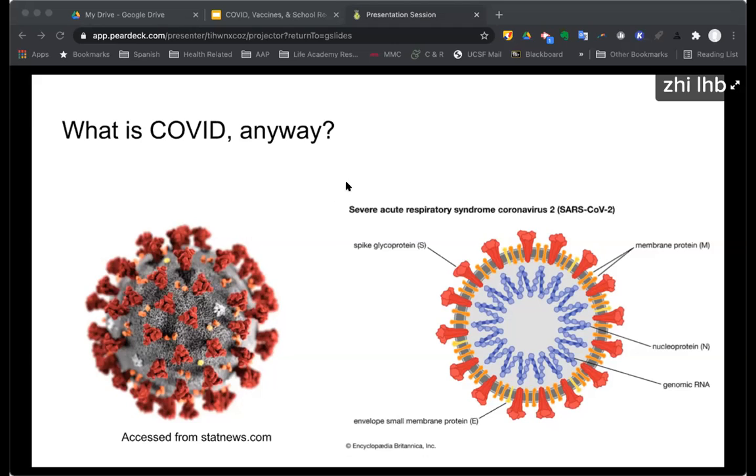The virus itself is called SARS. That stands for Severe Acute Respiratory Distress Syndrome. CoV-2, that's the virus. COVID is the disease that SARS-CoV-2 causes.